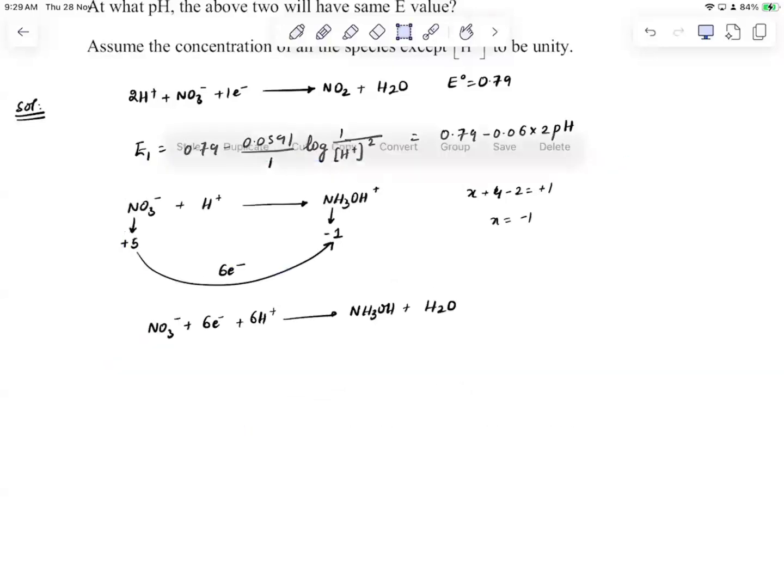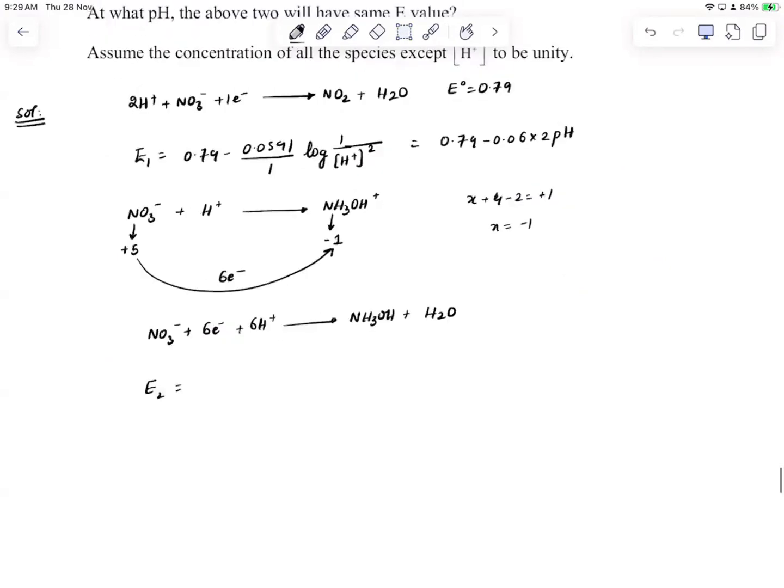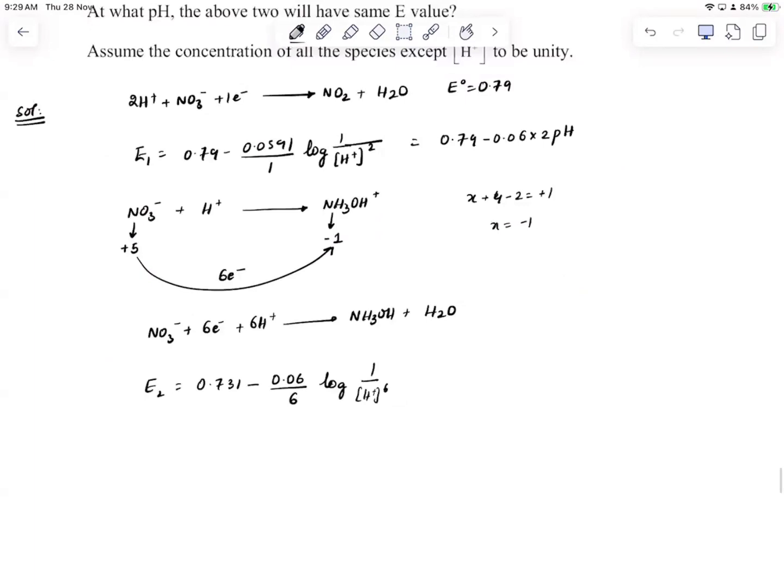See the second equation. The second equation, E2, will be equal to 0.731 minus 0.06 divided by 6 log of 1 by H plus whole raised to the power of 6. Isn't it balanced? There's only 1 oxygen, so I don't think it is balanced. Oh, this should be 8 H plus. So H plus raised to the power of 8.